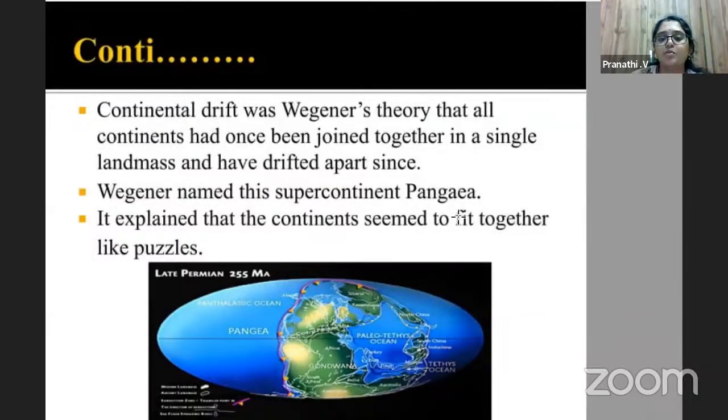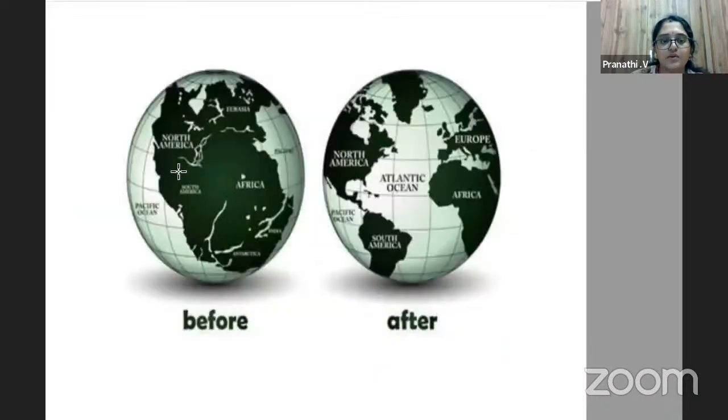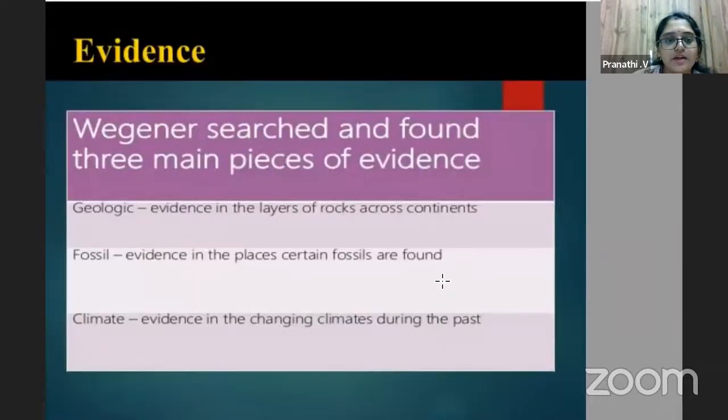He named the supercontinent, like I told you in the earlier slide, Pangaea, and all of the continents fit together like puzzle pieces. Then it became Laurasia and Gondwanaland. After the continental drift began, with climatic changes and glacial movement, this is how our present Earth looks. He was primarily a meteorologist and he proposed this theory of continental drift.